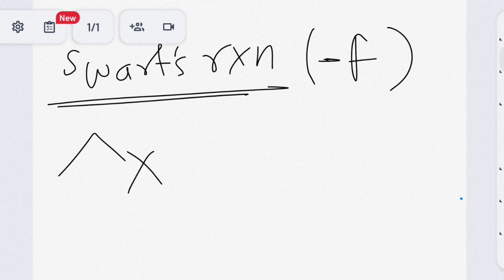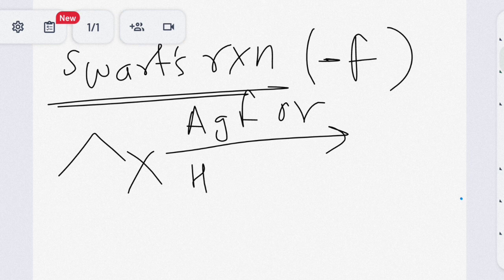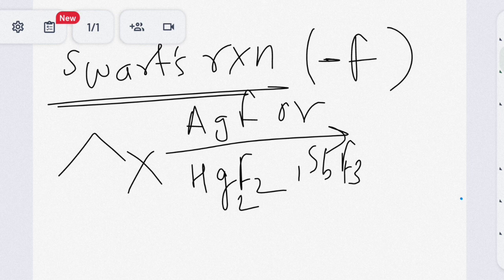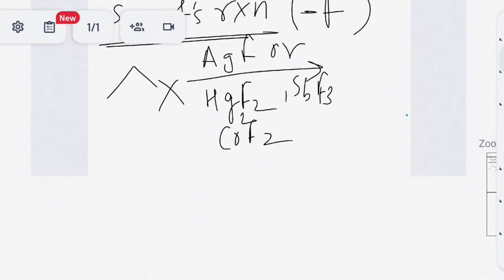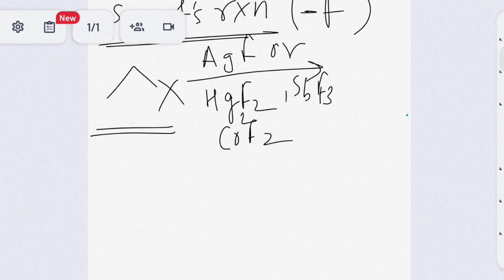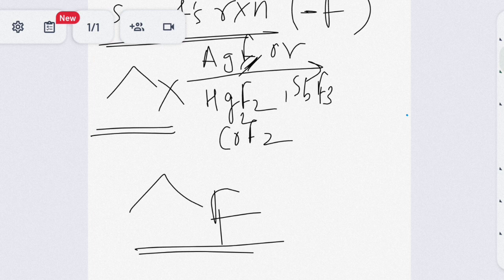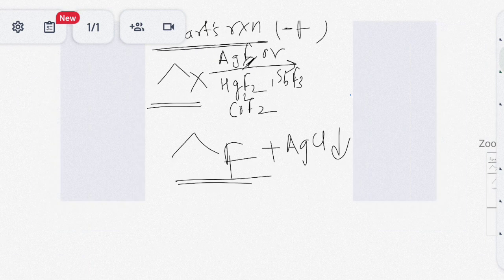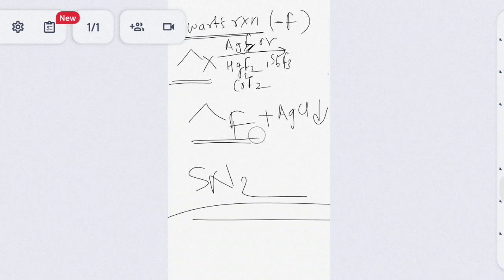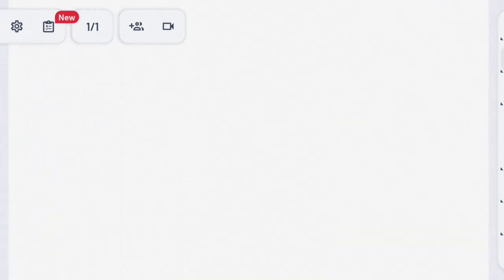So if you take any haloalkane and react it with AgF, for example, or you can react it with Hg2F2, HgF2, SbF3, or CoF2. Any of these reagents, just remember that a haloalkane is taken and reacted with a compound containing fluorine, and it will result in the formation of alkyl fluoride and AgCl precipitate, and this is also an SN2 reaction. So that's all about Swarts reaction. It is very easy. Any compound containing fluorine will replace the halogen present in the reactant. Okay, so now we will start with the SN2 mechanism.